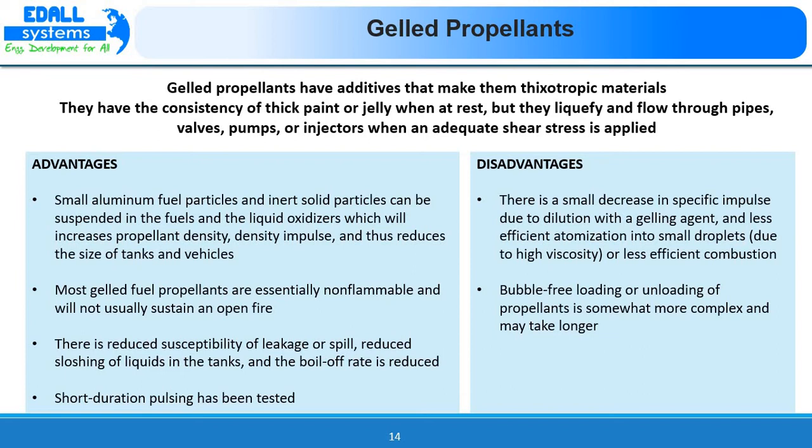Disadvantages are that there is a small decrease in specific impulse due to dilution with a gelling agent, and less efficient atomization into small droplets due to high viscosity, or less efficient combustion. For example, the characteristic velocity of oxygen kerosene propellant is decreased by 4 to 6% when the kerosene is gelled and aluminum is suspended in the fuel. So using the gelling agent can reduce the combustion efficiency by up to 4 to 6% for the oxygen kerosene propellant combination. The bubble free loading or unloading of propellants is somewhat more complex and may take longer. This is because the residual propellant quantity will be slightly higher, since the thixotropic fluid layer on the walls of the tanks and pipes will be thicker. So again, this may create a large problem for the rocket engine.